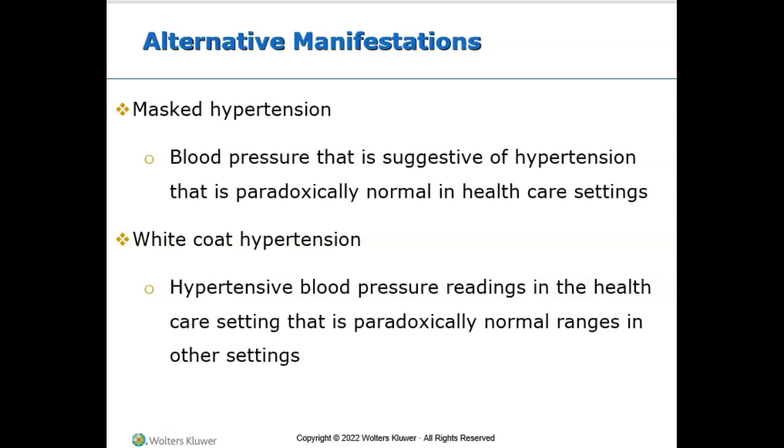Some alternative manifestations of high blood pressure are masked hypertension, and that's when the patient's being treated for hypertension, but they have a normal blood pressure in the clinic or the doctor's office. But then they will have an elevated one at home, which is weird because I feel like that is not the typical thing. Because typically we see white coat syndrome, which is when you're nervous because you're at the doctor's office and your blood pressure goes higher. But it's fine at home.